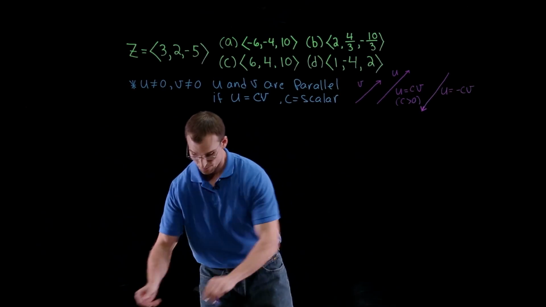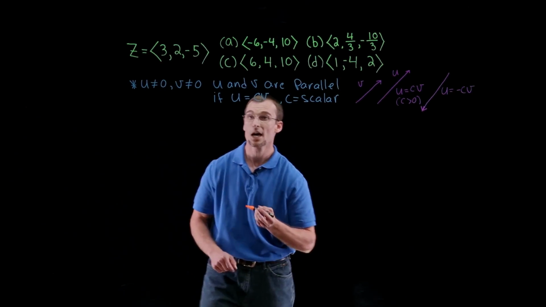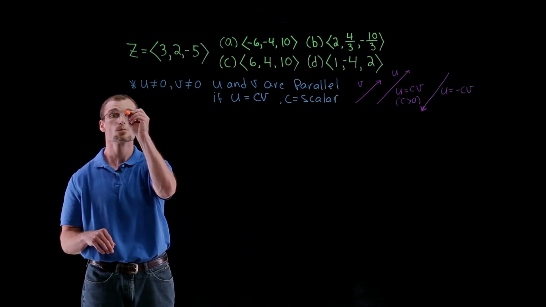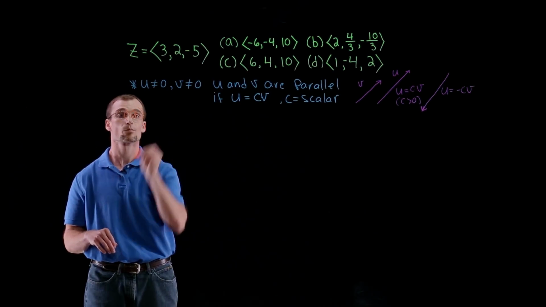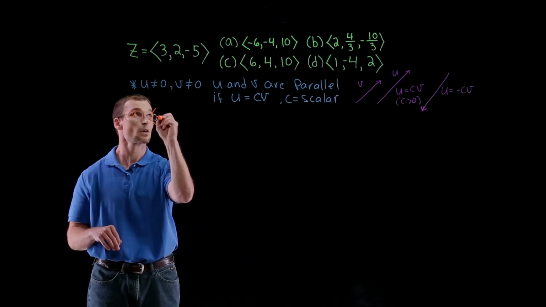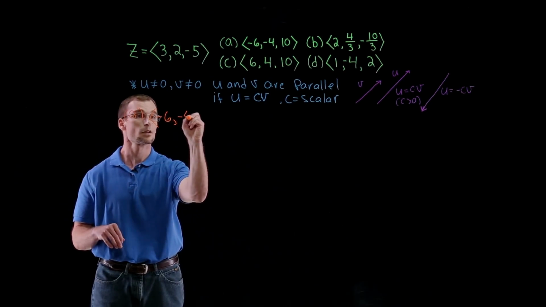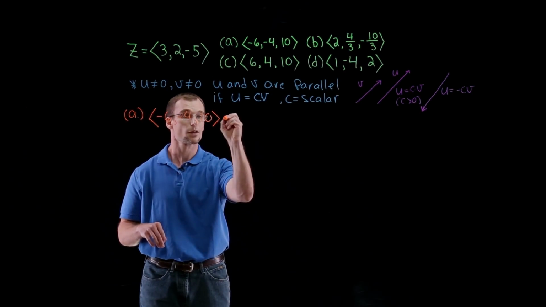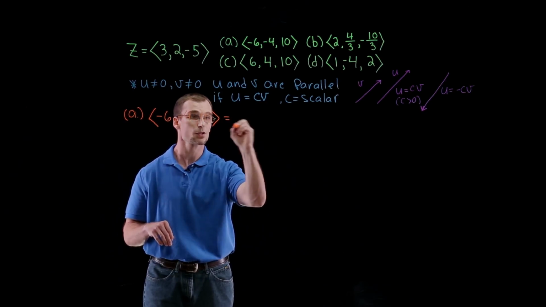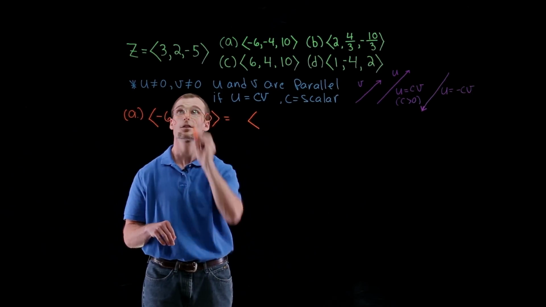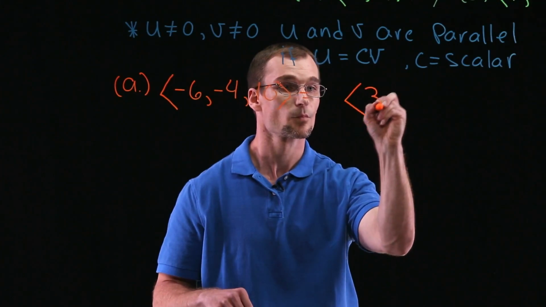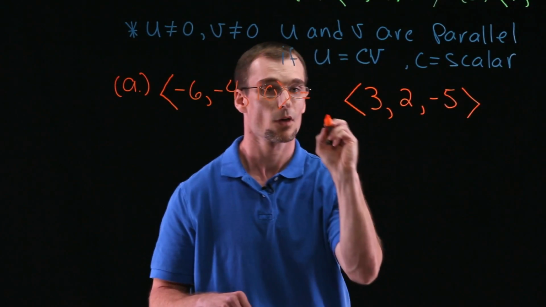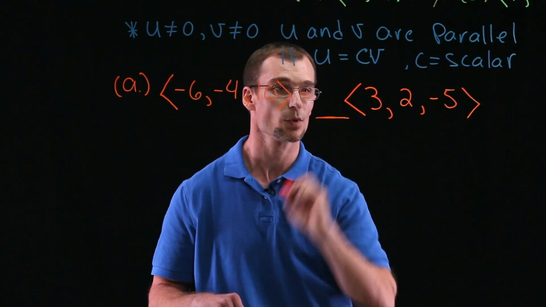Now, let's get to the math part. How do we show two vectors are parallel? Well, let's start with our vector A. Our vector A has components -6, -4, and 10. We want to see whether this is equal to some scalar multiple, which I'll fill in in just a moment, of the vector Z with components 3, 2, and -5. So can we find some scalar multiple on the outside?